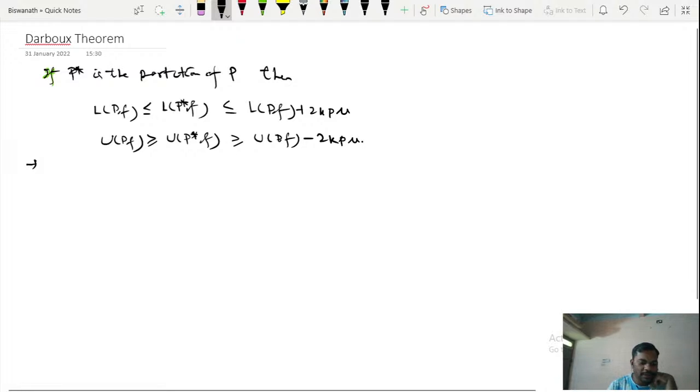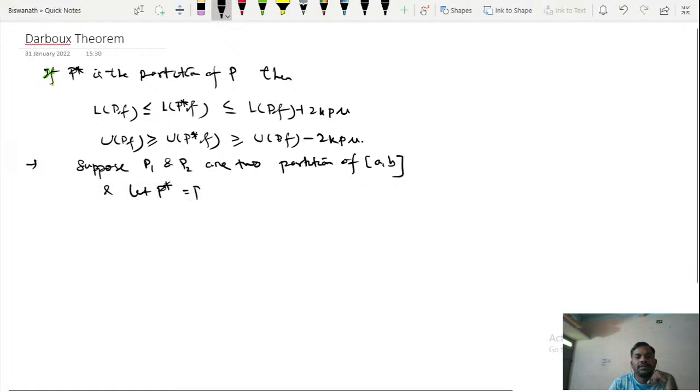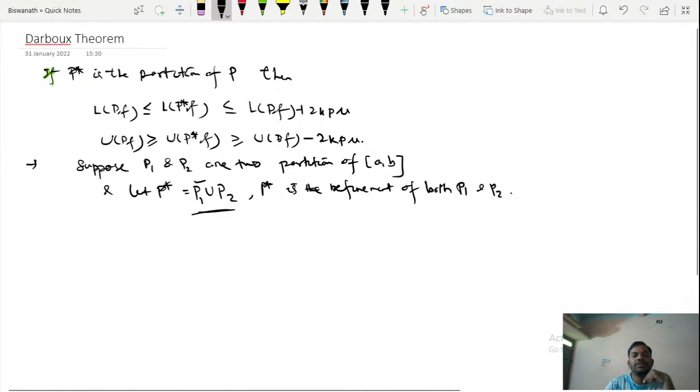So what are the new things we will read now? Suppose P1 and P2 are two partitions of closed interval AB, and let P star be the union of P1 and P2. Since this is the union of P1 and P2, I can say P star is the refinement of both P1 and P2. Since it has more points than P1, it is a refinement for P1. Similarly, it also has more points than P2, because P1 union P2 is P star. So that's why P star is the refinement for both P1 and P2.